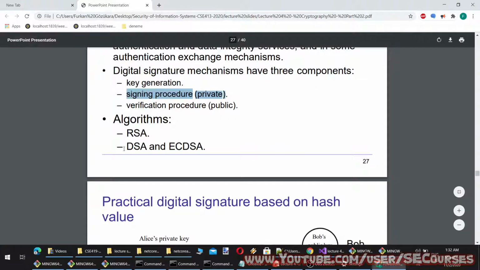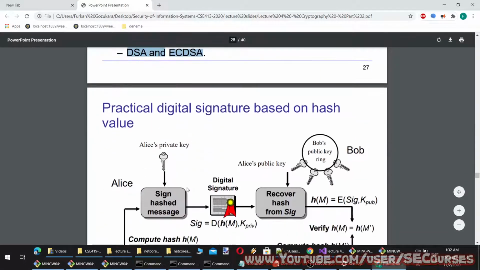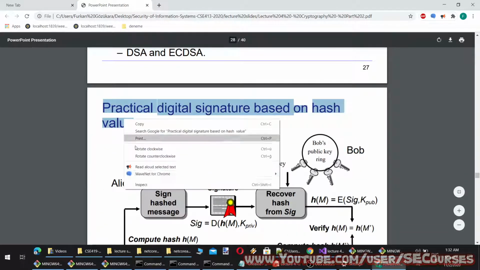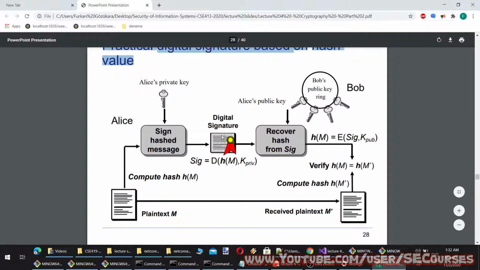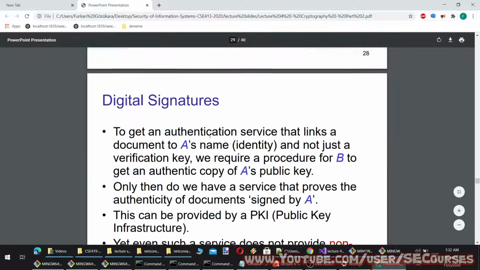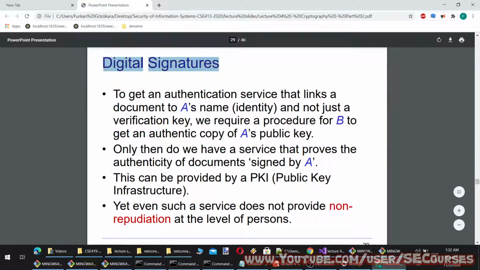So algorithms used are RSA, DSA and ECDSA. Practical digital signature based on hash value. So there is digital signature with hashing. You generate a hash and recover the hash from signatures. Let's read about it. Digital signatures.